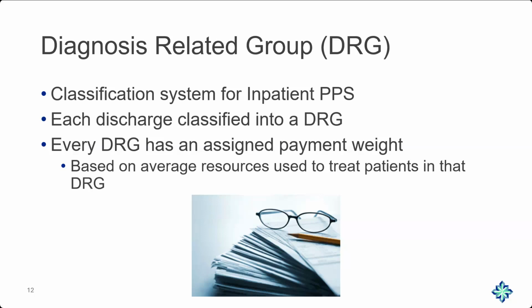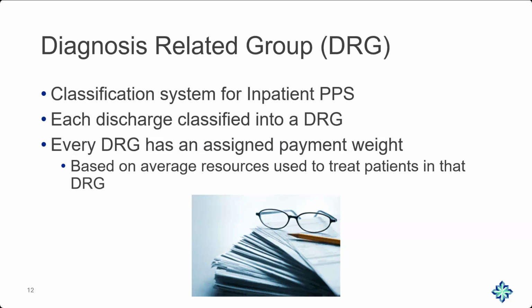So each DRG has a payment weight assigned to it. It's based on the average resources or services used to treat Medicare patients in that DRG. The DRGs bundle services that are needed to treat a patient with a specific or particular disease. Then CMS creates a rate of payment based on the average cost to deliver care to a patient with that particular disease.